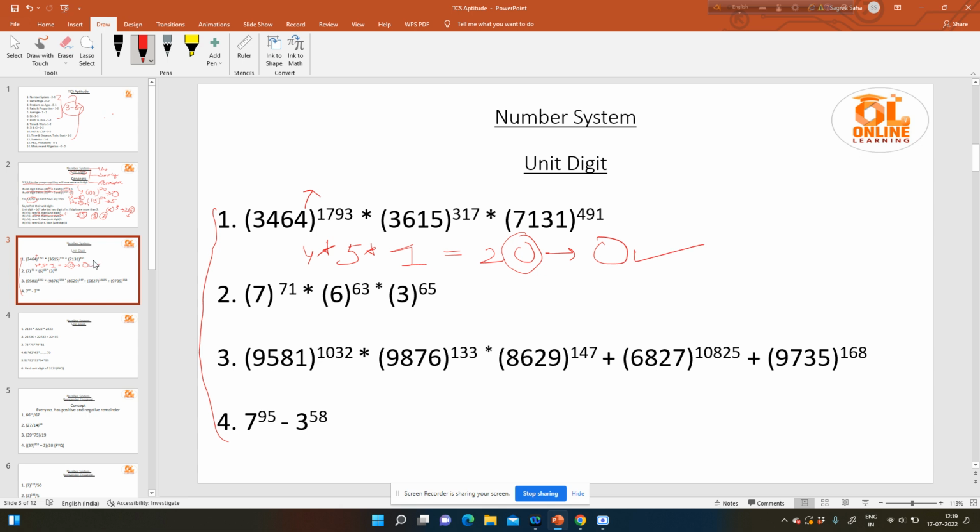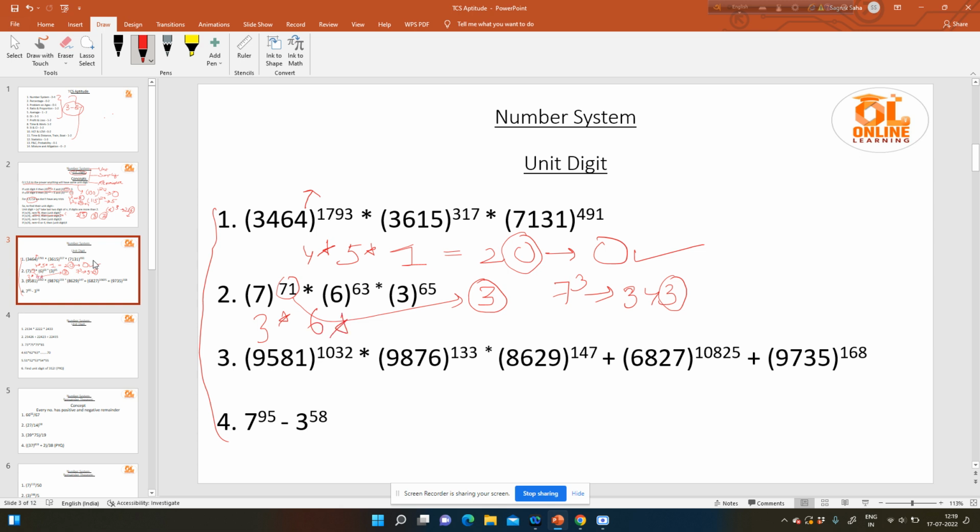7 to the power 71. We know for 7 we don't have a direct trick. So what we will do? We will divide the power by 4. As it has only two digits, we will divide by 4. If we divide 71 by 4, we will receive remainder as 3. So 7 to the power 3 is 343. So what is the unit digit? Unit digit is 3. So we will put 3 here, and 6 to the power anything is 6 only.